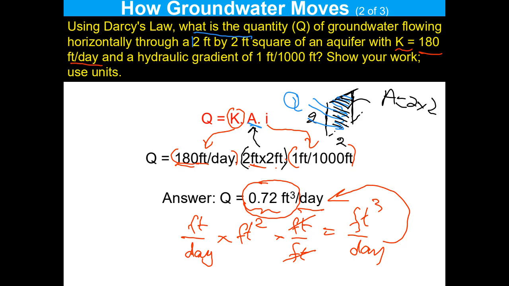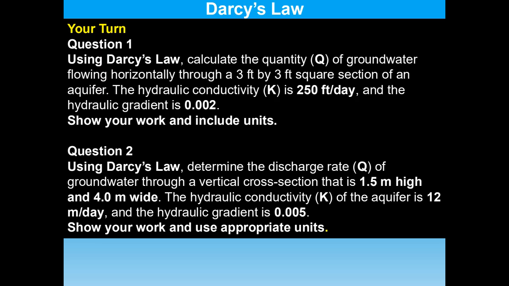All right, your turn. Question: using Darcy's law, calculate the quantity Q of groundwater flowing horizontally through a 3 by 3 square section of an aquifer. The hydraulic conductivity K is 250 feet per day, and the hydraulic gradient is 0.02. Again, there's no unit because it can be feet per feet sometimes. Usually they use feet per feet or meter per meter to cancel, but the reason I showed you feet per mile was to explain the meaning of the hydraulic gradient. All right, you can pause the video and solve the question by yourself and check if you are correct or not.